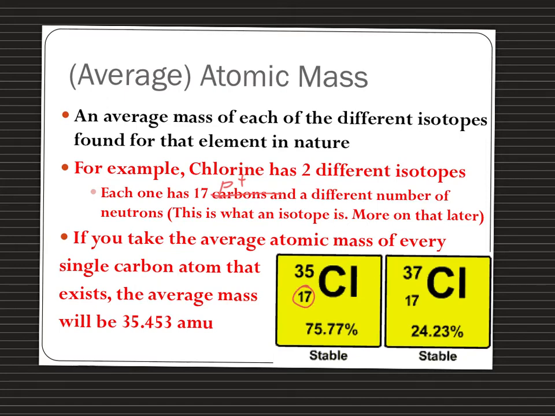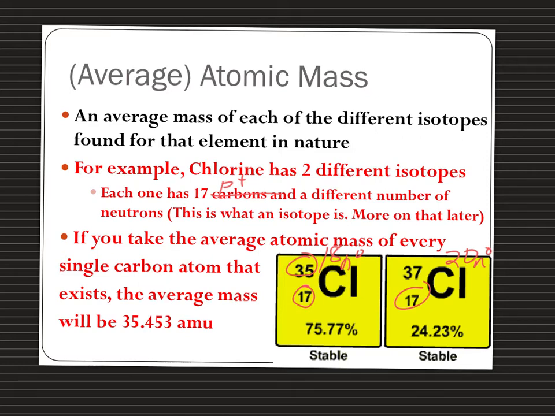If you take all the chlorine atoms, there are going to be some that have a mass number of 35, which would be 18 neutrons. To get neutrons, you subtract those two numbers, the mass number minus the atomic number. This other one would have 17 protons, the same number of protons, but it would have 20 neutrons. So an isotope is atoms of the same element with the same number of protons, but a different number of neutrons and different mass numbers also.